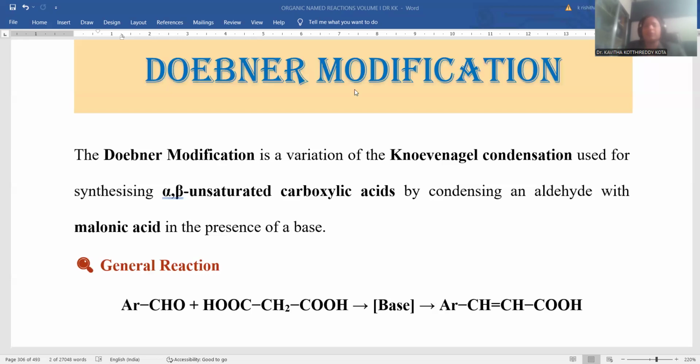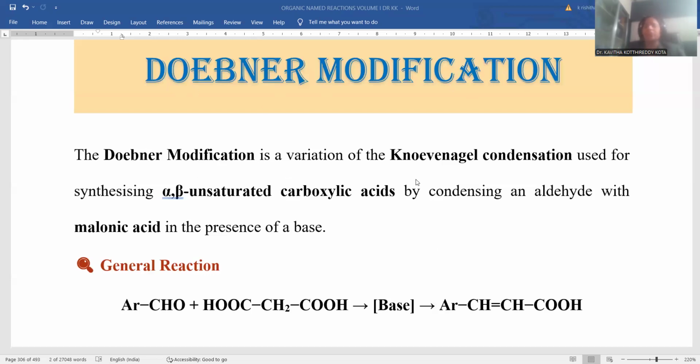Here the Doebner modification, the content we are discussing now, is taken from the textbook of organic named reactions, which is written by Dr. Kavitha Kotthireddy, Kota. Let me introduce this Doebner modification process.